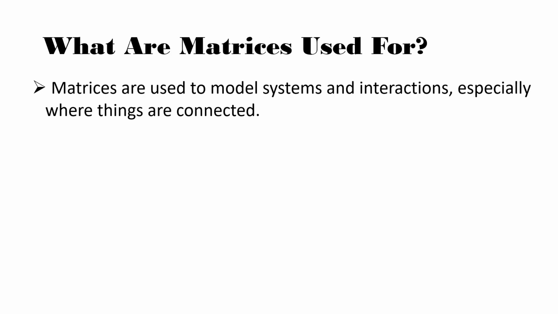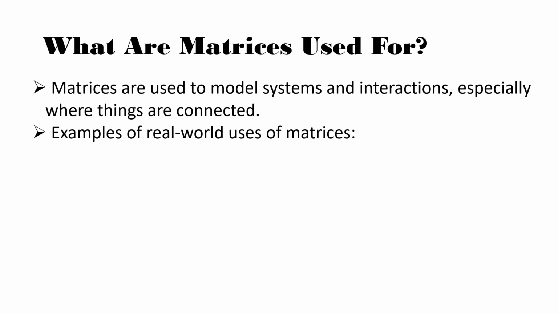So what are matrices used for? Matrices are used to model systems and interactions, especially where things are connected. When we're working in the networks and graphs section, which is all about connections, matrices become very important to us. So here are some examples of some real world uses.